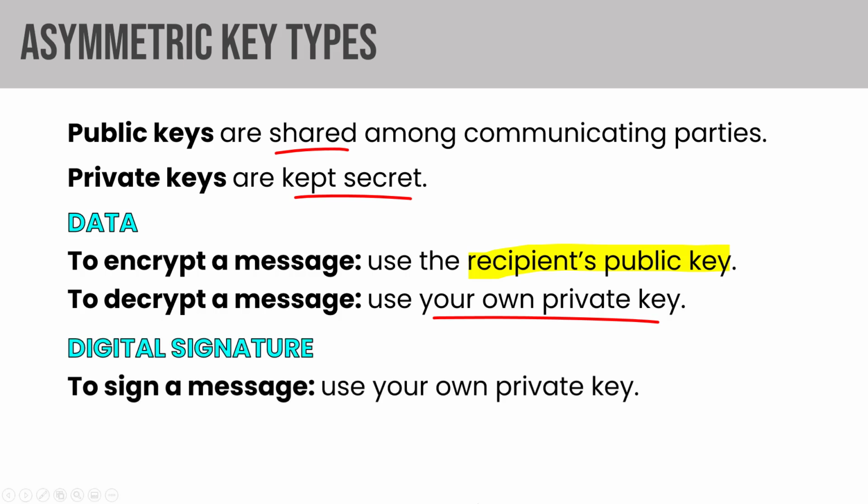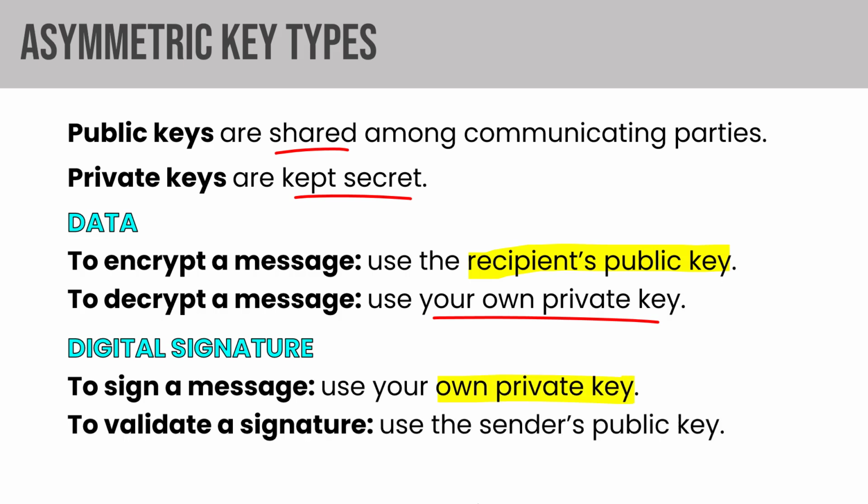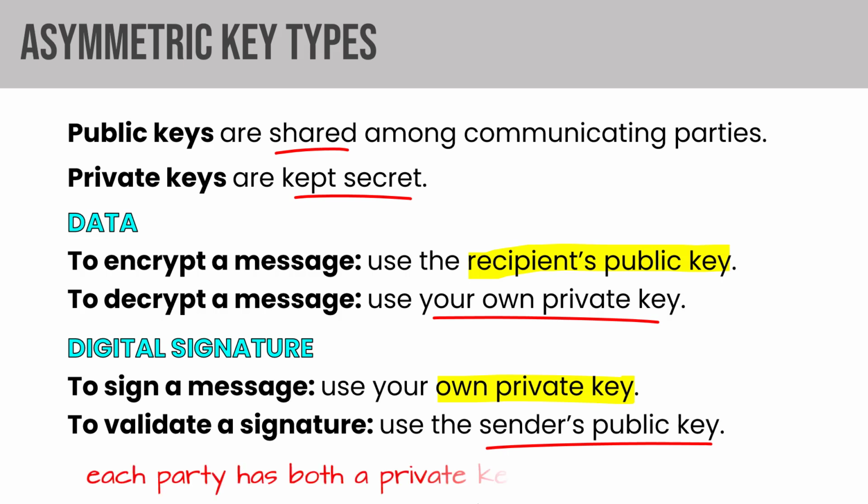With digital signatures, to sign a message, you use your own private key, and to validate a signature, you use the sender's public key. So it's using asymmetric cryptography, and each party has both a private key and a public key. The public key they share, the private key they don't.